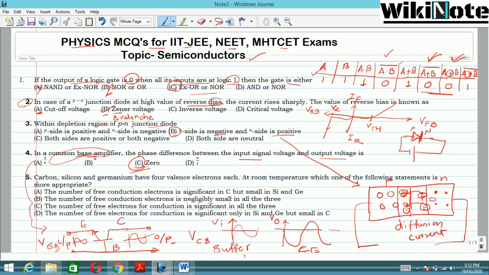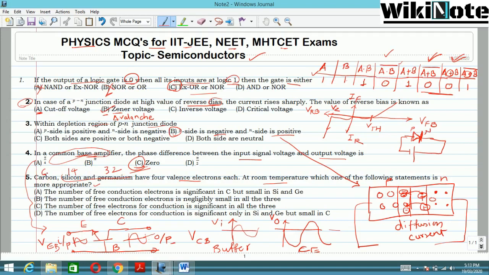Now the last question, question 5. Carbon, silicon and germanium have 4 valence electrons each at room temperature. Which one of the following statements is more appropriate? Keep in mind, my dear friends, silicon has atomic number 14 while germanium has 32, and carbon has 6.